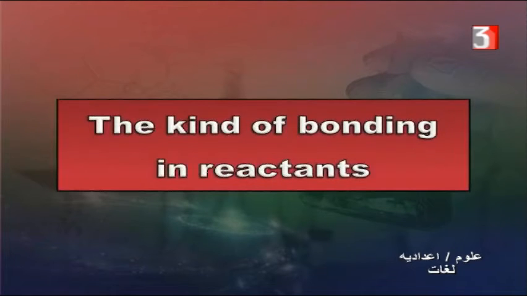The first factor is the nature of reactant, the kind of bonding in reactant. As we studied in the second year and first year, the types of bond are covalent bond and ionic bond. But what is the difference between ionic and covalent bond, and how can the kind of bond between molecules affect the chemical reaction speed?